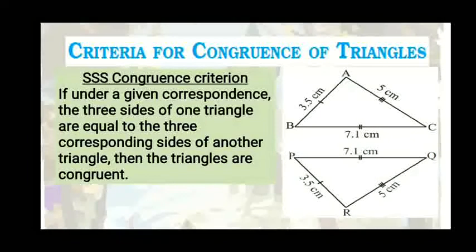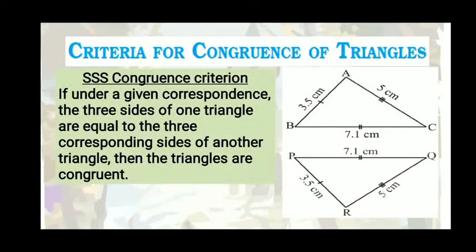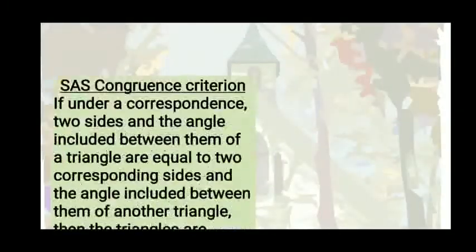But now we have to think about the vertices. Which vertex corresponds to which one? A corresponds to R, P corresponds to B, and C corresponds to Q. Therefore, our triangles will be ABC and R.